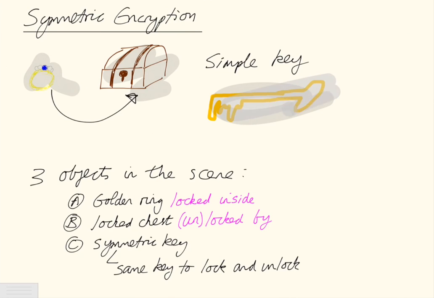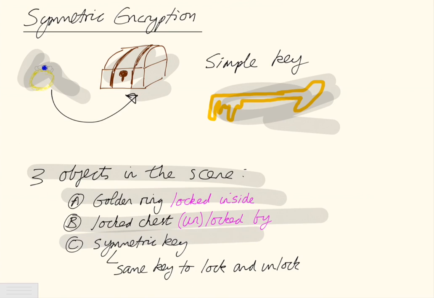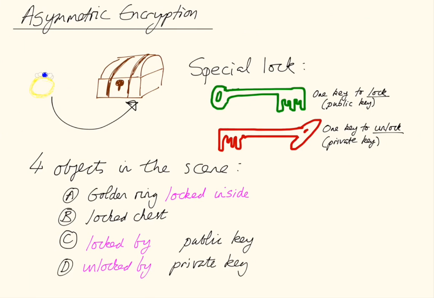So if that key falls into the wrong hands, then a bandit or whatever is going to come and be able to unlock that treasure chest and take your precious jewelry away. And there are three objects in this scene. There's a golden ring, which we've locked up in the treasure chest with a symmetric key, and that symmetric key is the same key to lock and unlock. So hopefully that's clear.